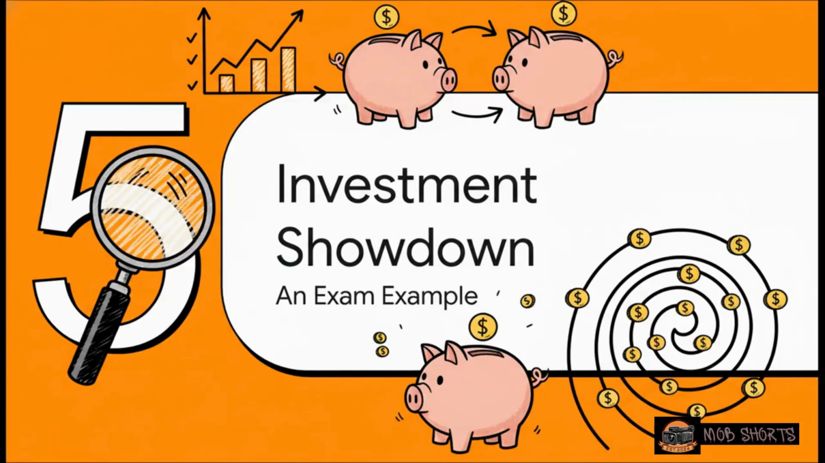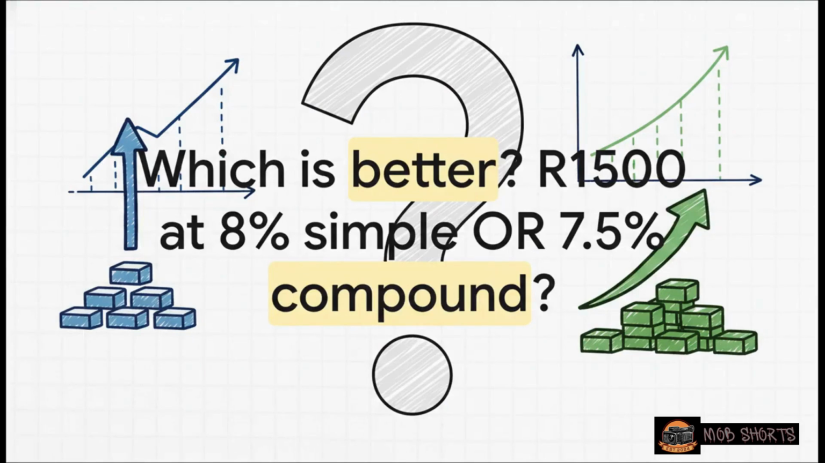Okay, now that we know the two methods inside and out, let's put them to the test with a classic exam-style question. This is the kind of thing they love to ask, where you have to compare two different options. This is a great one because it really makes you think. You've got a higher simple interest rate, 8%, versus a slightly lower compound rate at 7.5%. Now, at first glance, you might think the 8% is the no-brainer, right? Higher is better. But is it?